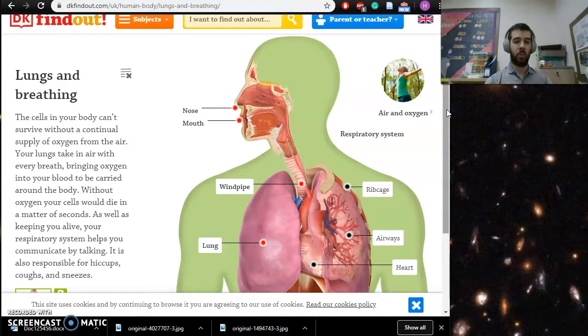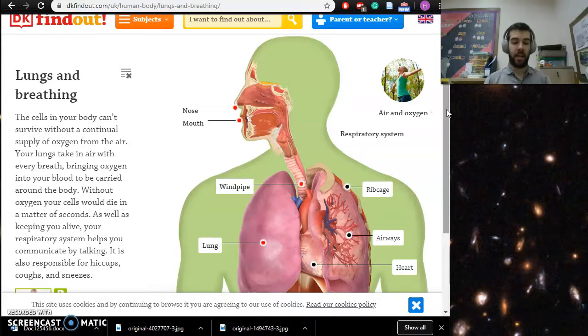The cells in your body can't survive without a continual supply of oxygen from the air. Oxygen is what we breathe in. Obviously, the air around us has a mix of different gases. It's not pure oxygen, but a large percentage of what we breathe in is oxygen. Your lungs take in air with every breath, bringing oxygen into your blood to be carried around your body. Without oxygen, your cells would die in a matter of seconds.